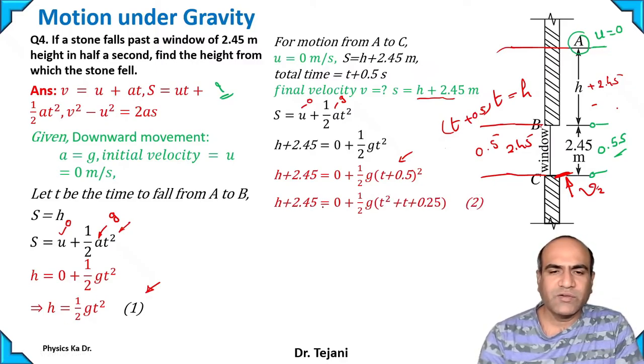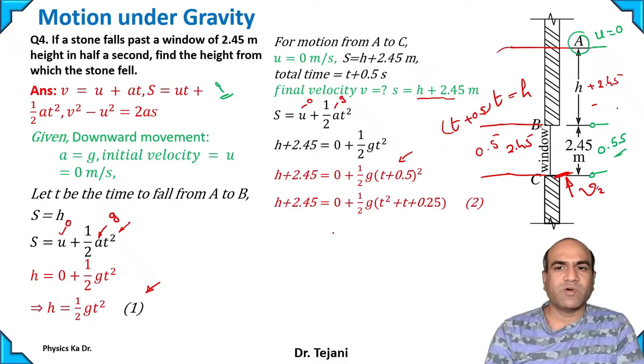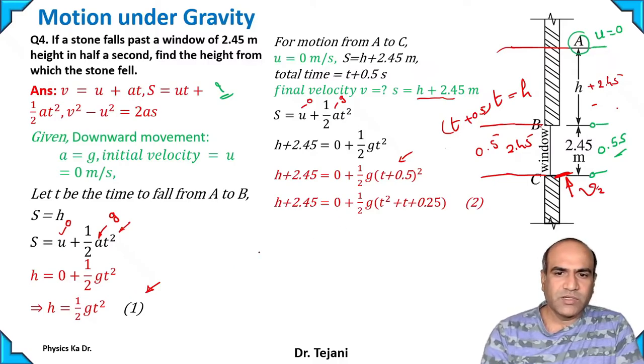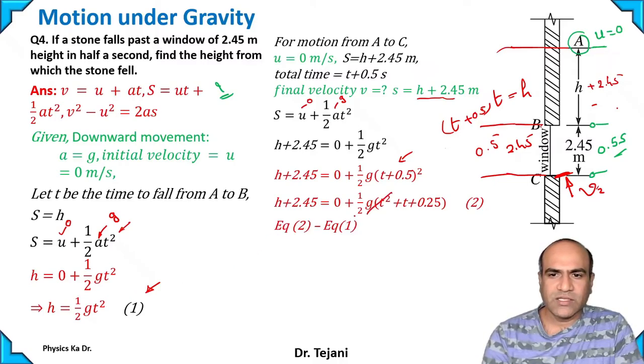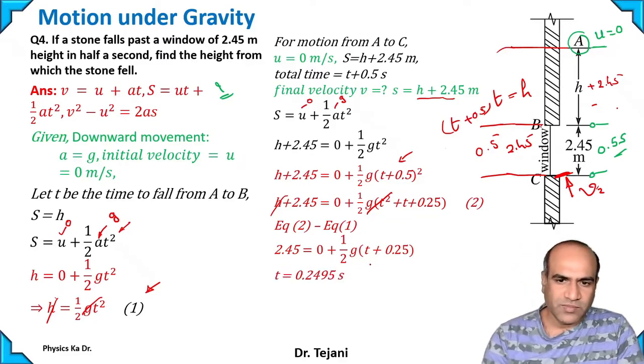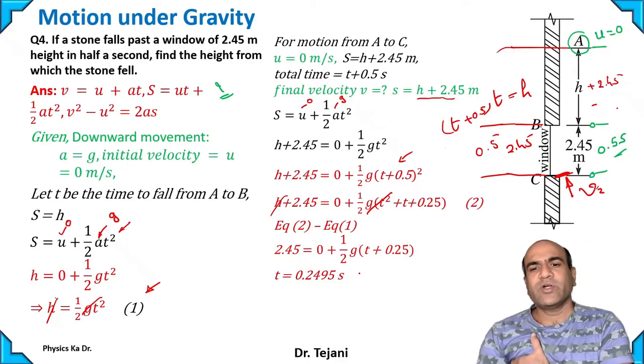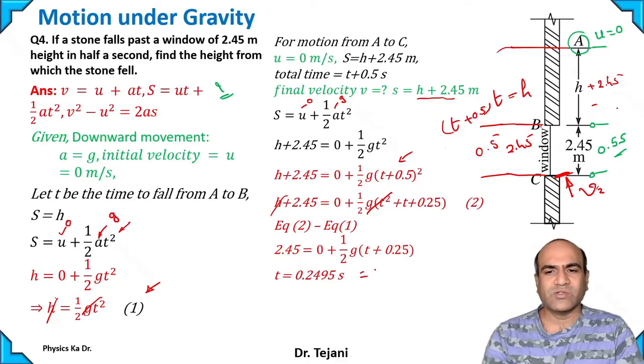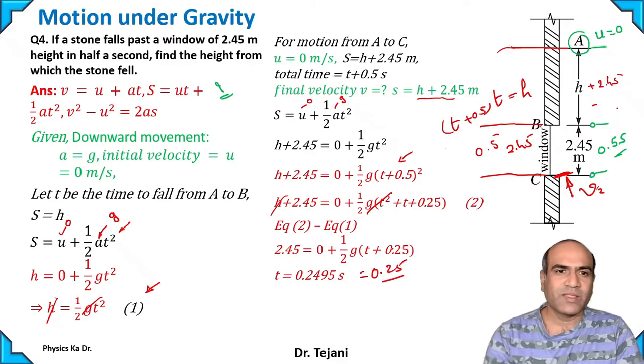Let's solve equation number 1 and 2. We just do 2 minus 1, so h is to be cancelled. We become 2.45 is equal to the expression in g, and g is 10. So t is equal to 0.2495. You can also take 0.25. That is sufficient. Two digits is sufficient for your answer.